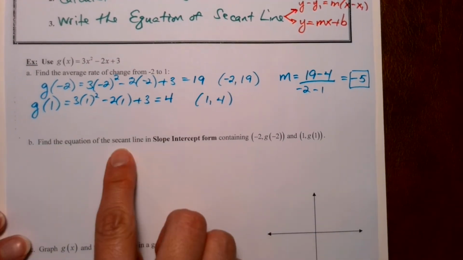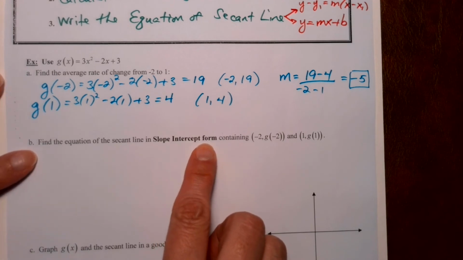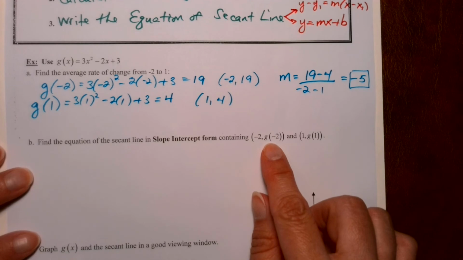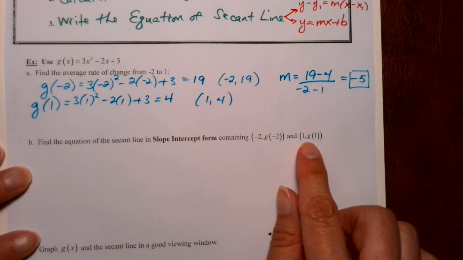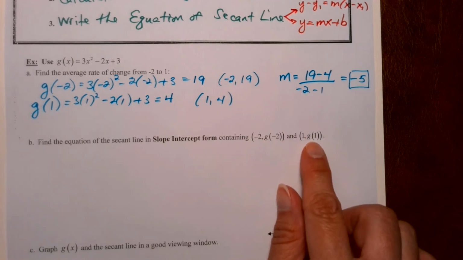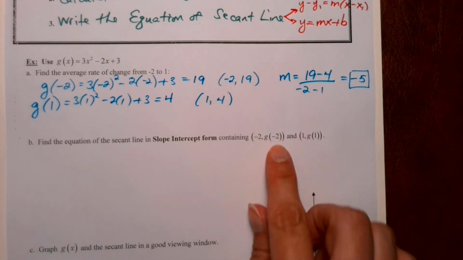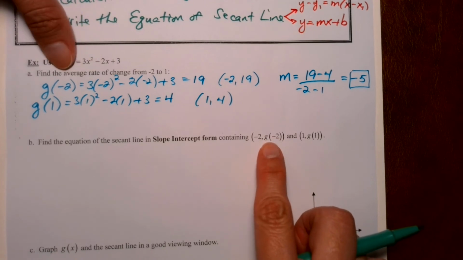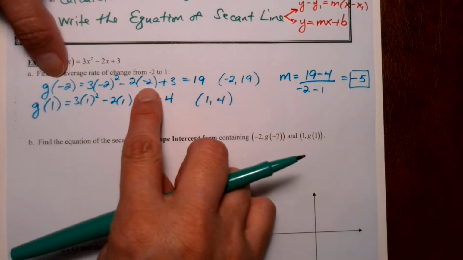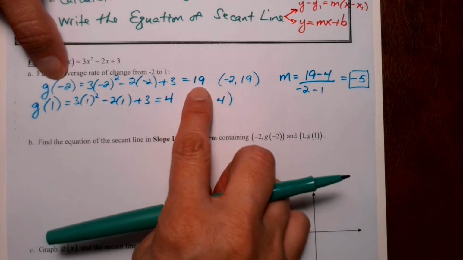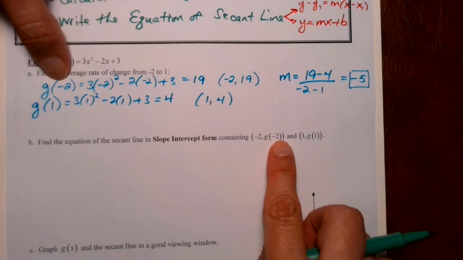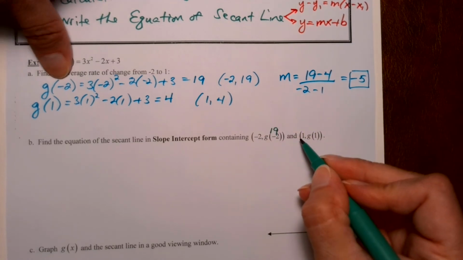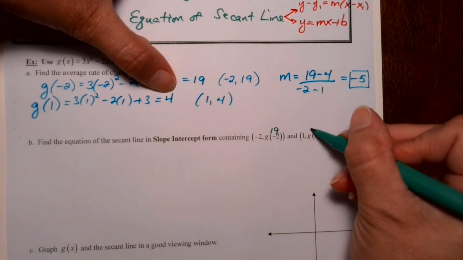Find the secant line in slope-intercept form, from -2 comma g of -2 to 1 comma g of 1. What does this mean? G of -2? Well guys, they couldn't tell you the y value because they wanted you to find it yourself. G of -2 is actually 19. You found that when you did the work. They couldn't tell you the answer. So I know this is -2 comma 19, and g of 1 makes a 4.